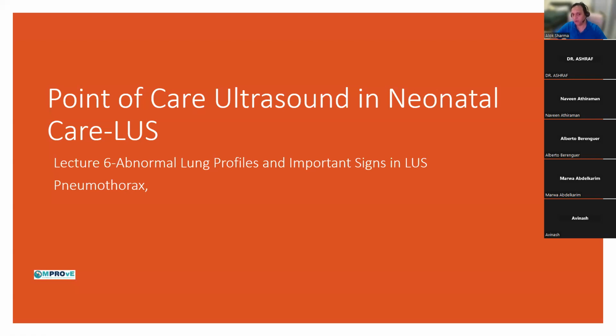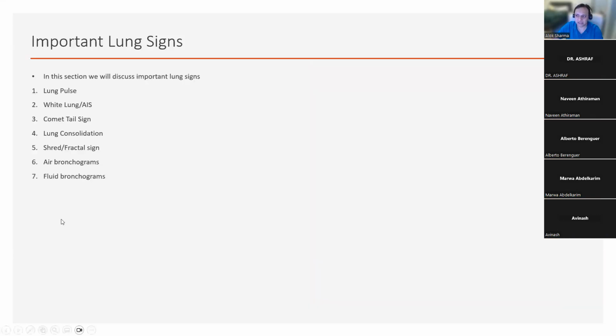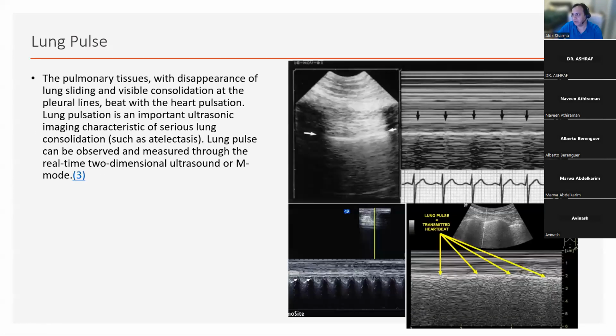Okay, now we're going to finish off in the next half an hour by talking about abnormal lung profiles and abnormal lungs. We're also going to talk about a few of the important lung signs that you probably haven't had described so far. One of them is lung pulse. Lung pulse is the transmission of movements and beating of the heart to an area of lung that becomes visible. And the reason that we often don't see lung pulse is because you have air coming in and out of the lungs.